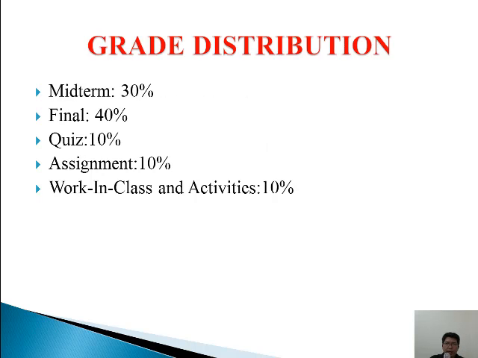Okay, so next is grade distribution. For your midterm, it will be 30%. For your final, it will be 40%. And for the quiz, in-class assignment and other activities, we will have 10% each. So all in all, you will have 30% for projects or individual contribution.